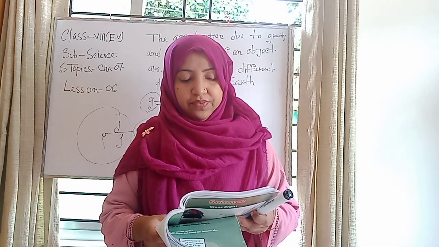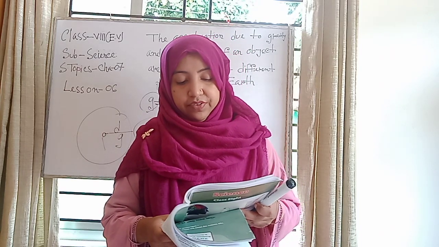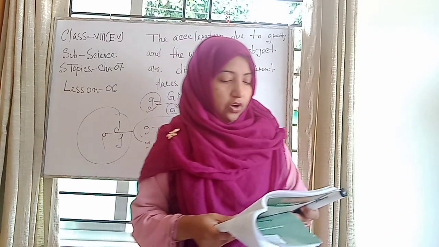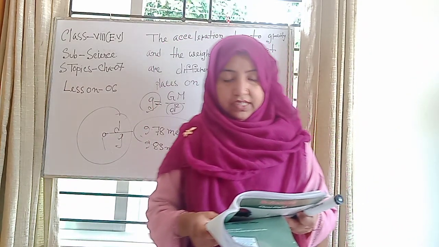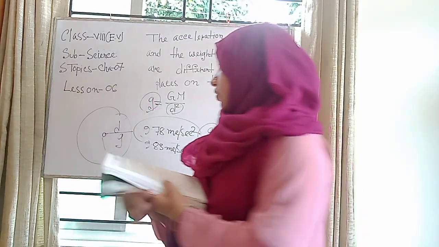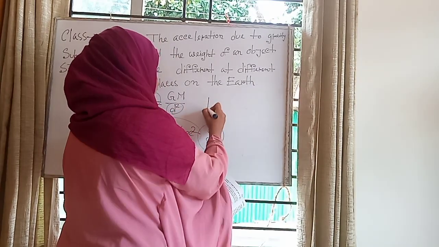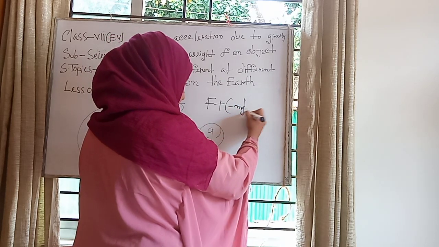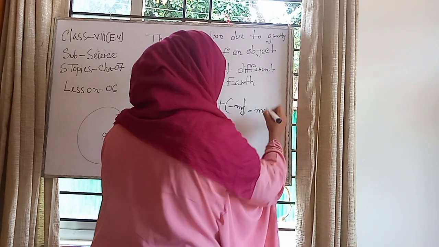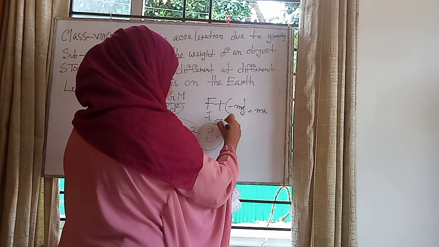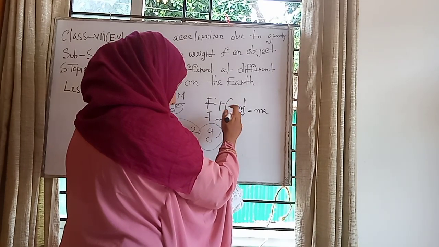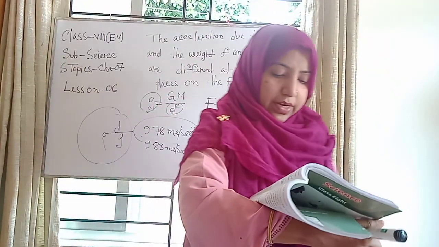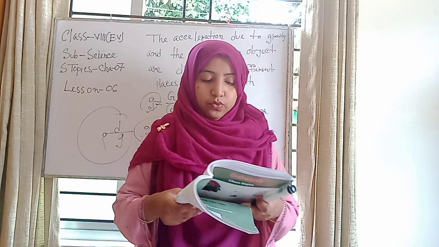If the frame, like our lift, has an acceleration a, a fictitious force arises, given by minus ma, in a direction opposite to the acceleration of the frame of reference. By applying Newton's law of motion, F minus mg is equal to ma, or F is equal to m(g plus a).